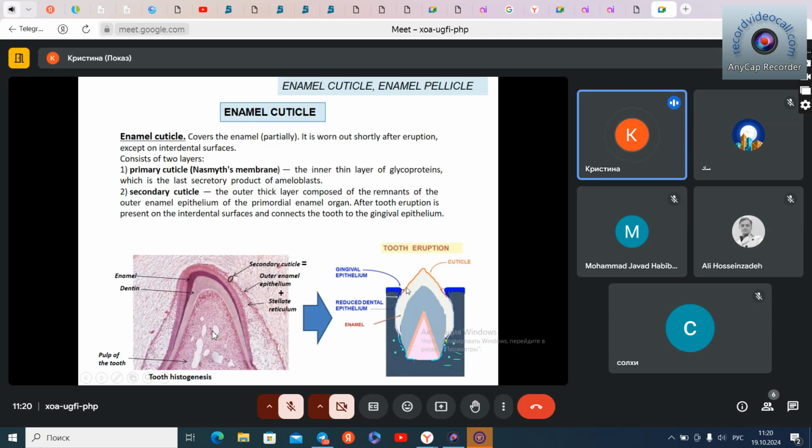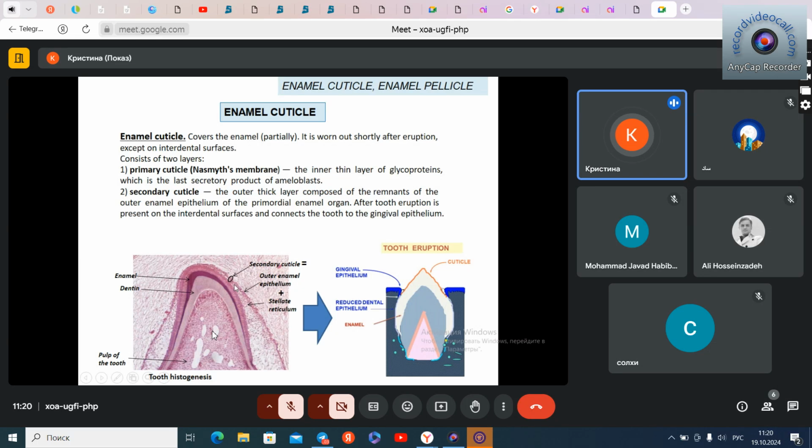The enamel is covered first from outside with the enamel cuticle, which consists of two layers, the primary cuticle or Nasmyth membrane and the secondary cuticle, the outer layer, which is composed of the remnants of the outer enamel epithelium and the intermediate epithelium.